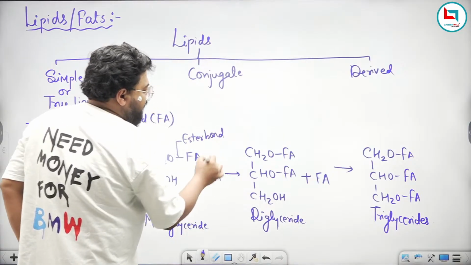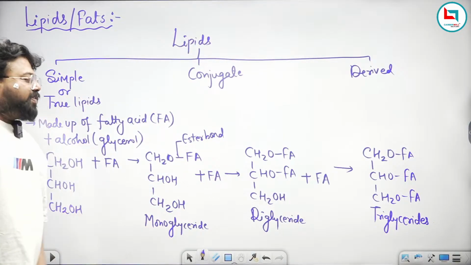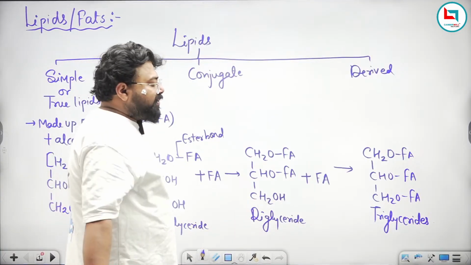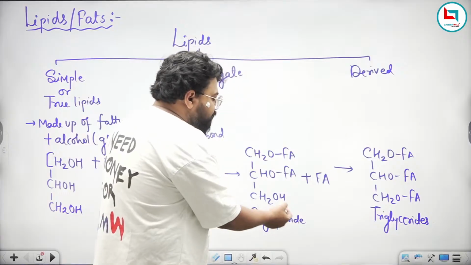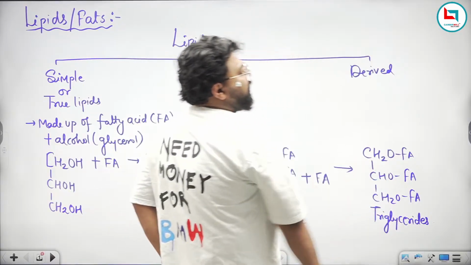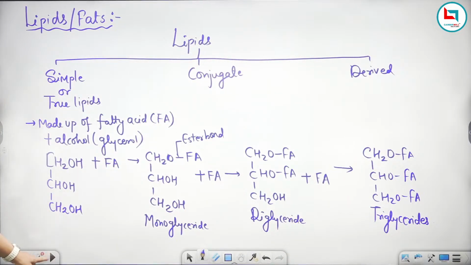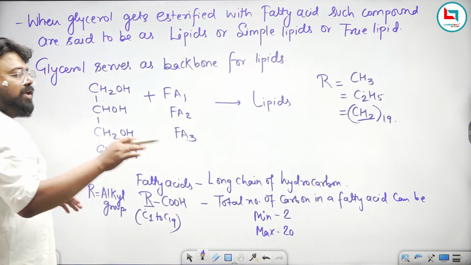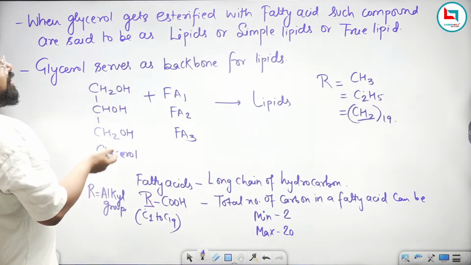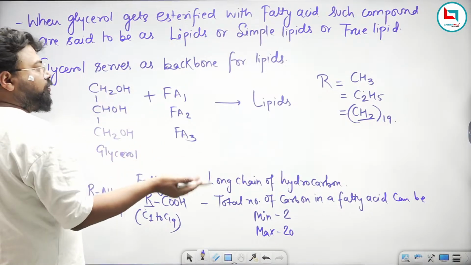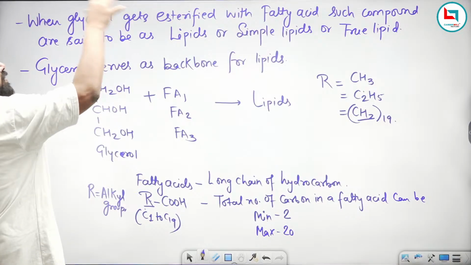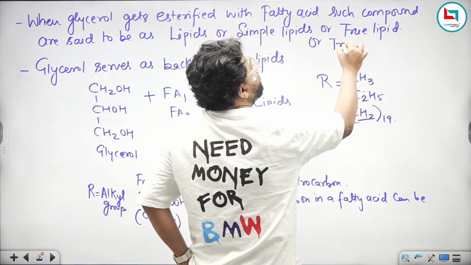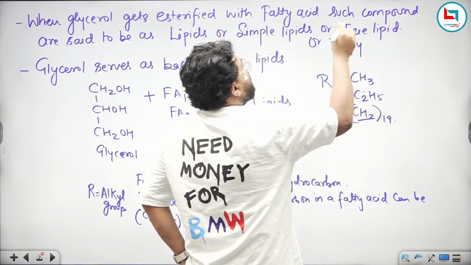So when one fatty acid reacts with glycerol, it will form a monoglyceride molecule. When another fatty acid reacts with the monoglyceride, it will form a diglyceride molecule. When another fatty acid reacts with the diglyceride, it will form a triglyceride molecule. So the general definition for simple lipids is when glycerol gets esterified with fatty acid, or these are the triglyceride esters of fatty acid. This type of lipid is said to be simple lipid or true lipid or generally lipid.